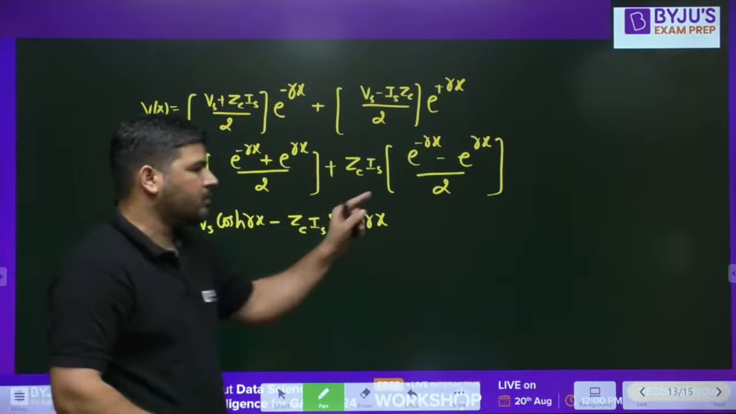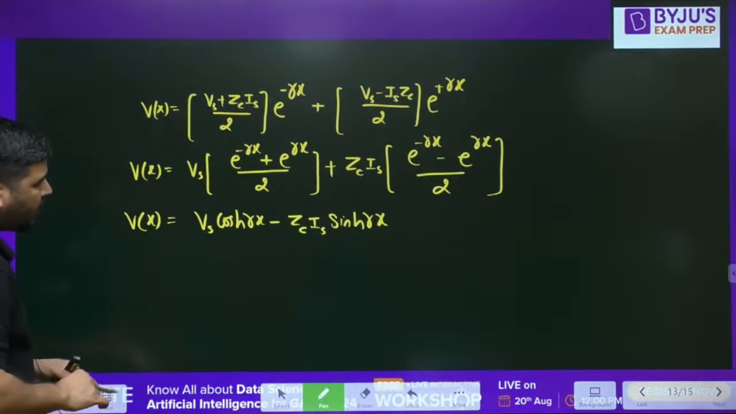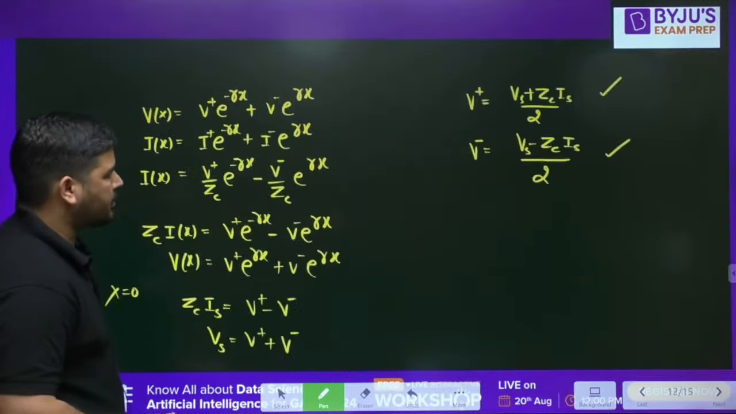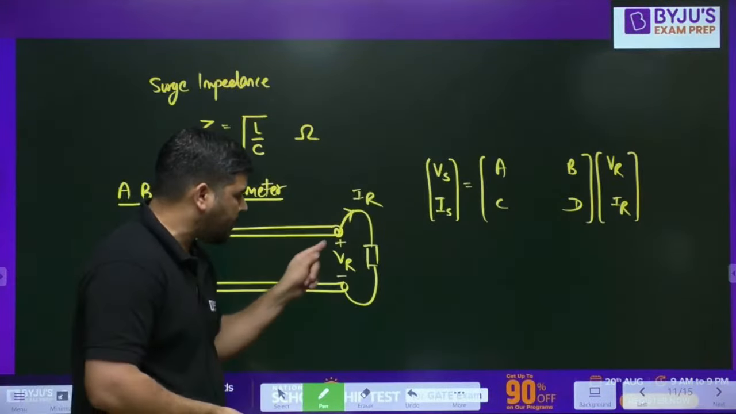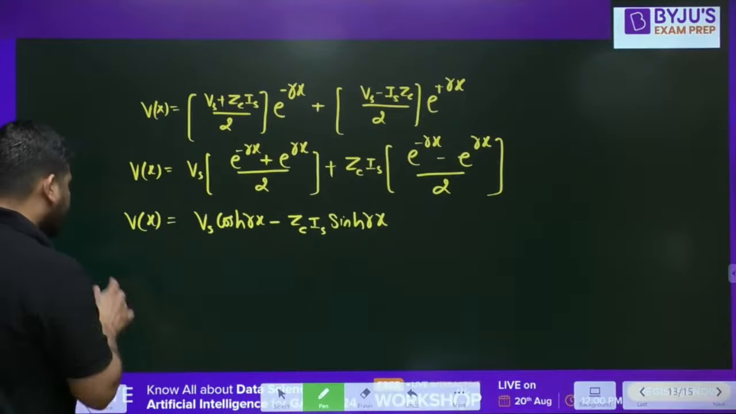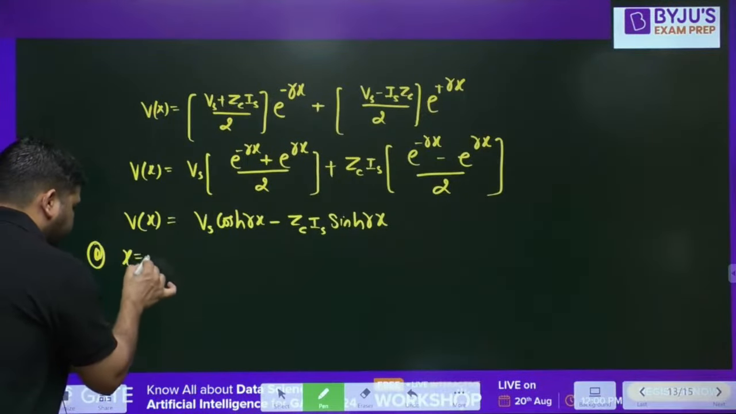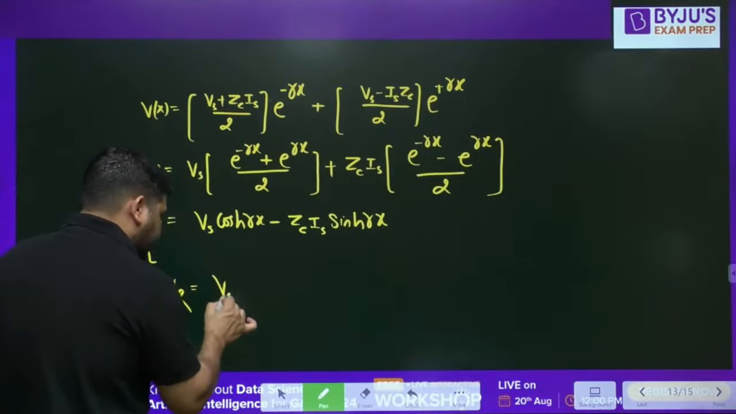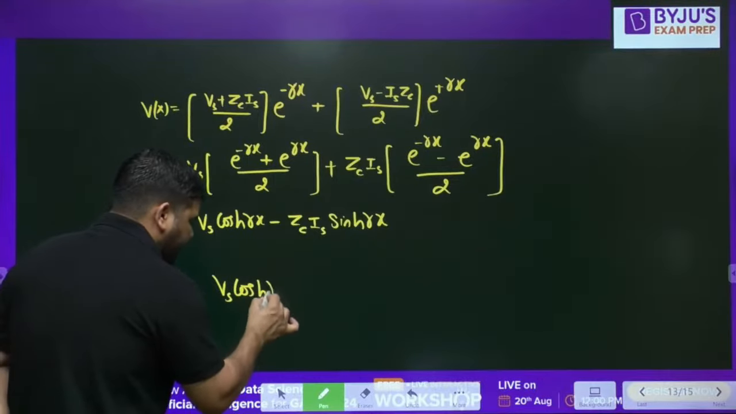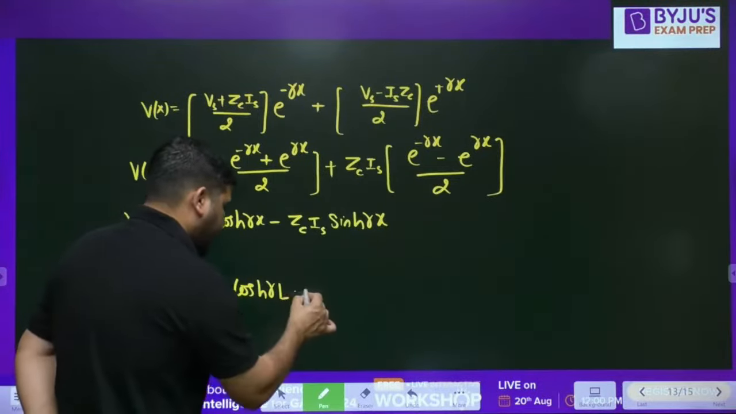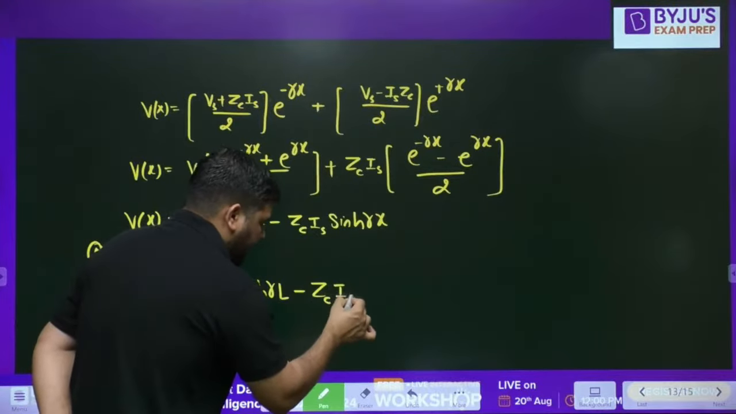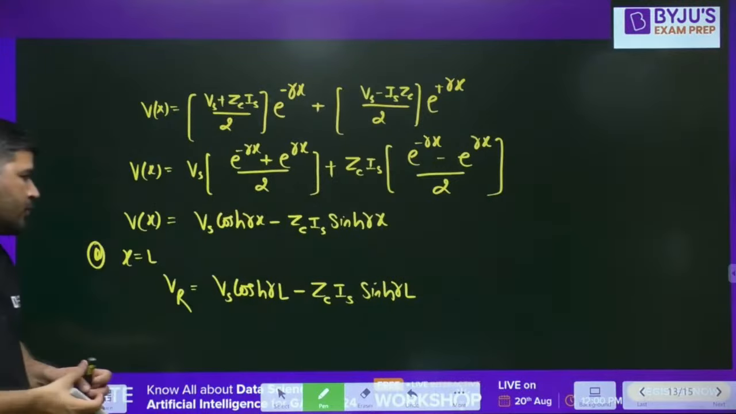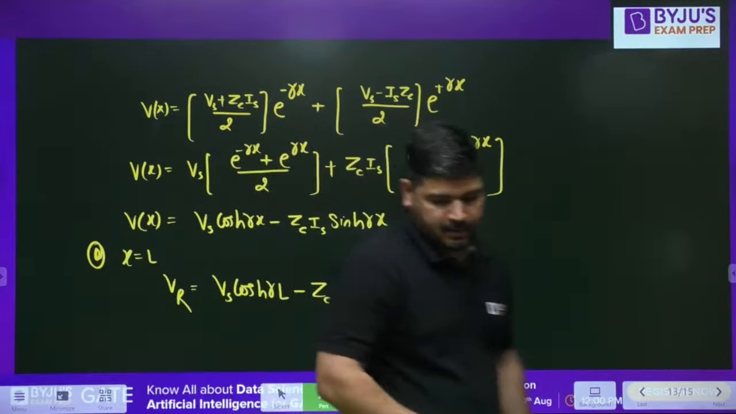Now if we put x equal to capital L, then you are at the receiving end. At x equal to capital L, Vx will become VR. VR will be equal to Vs cosh gamma L minus Zc into Is sinh gamma L. So we have calculated VR in terms of Vs and Is.